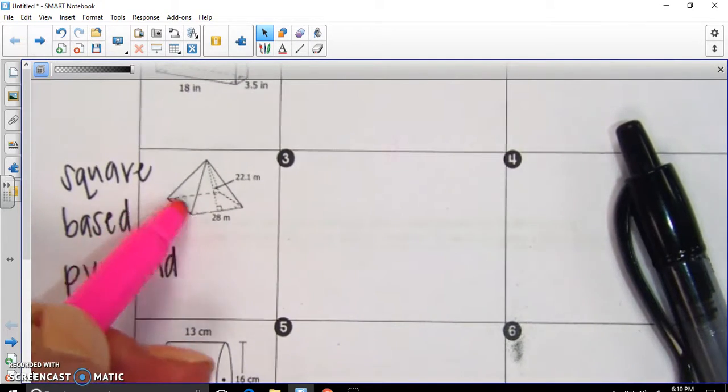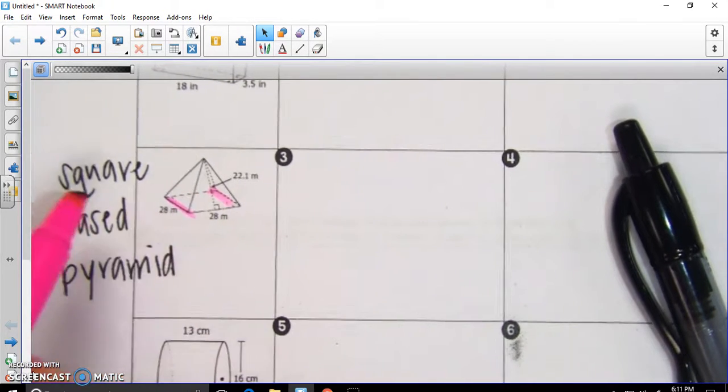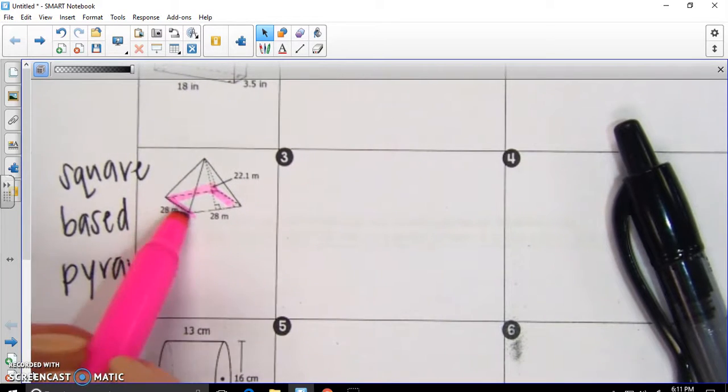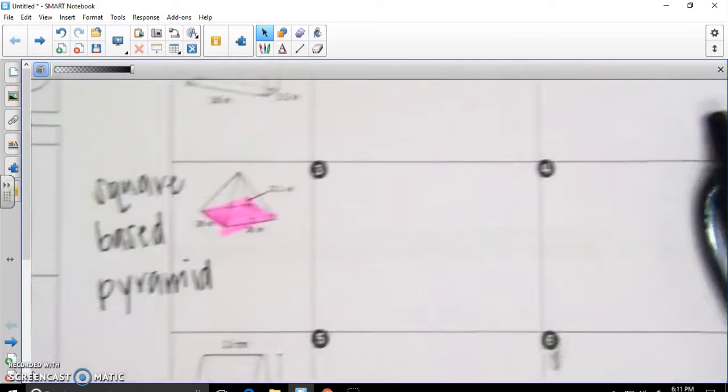So the base is the flat part of this figure that kind of anchors it to the bottom. The base of every figure isn't always on the bottom of the figure, but when it comes to pyramids, when we see them, the base is going to be on the bottom. So think about it like the floor of the pyramid.